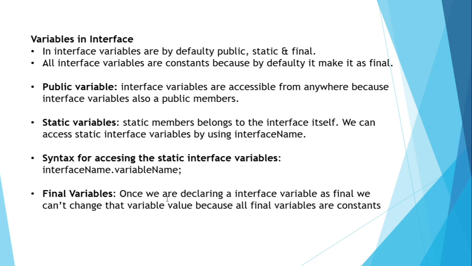Next, we will see interface variables. In interface, variables are by default public, static, and final. All interface variables are constants because by default they are made final. Public variables: interface variables are accessible from anywhere.